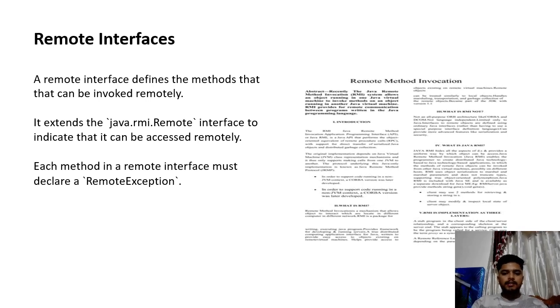RMI interfaces. A remote interface will define the methods that can be invoked remotely. It extends the java.rmi.Remote interface to indicate that it can be accessed remotely. Each method in a remote interface must declare a RemoteException. Remote method invocation: recently we covered Java remote method invocation, the introduction, what is RMI, and other components of it.